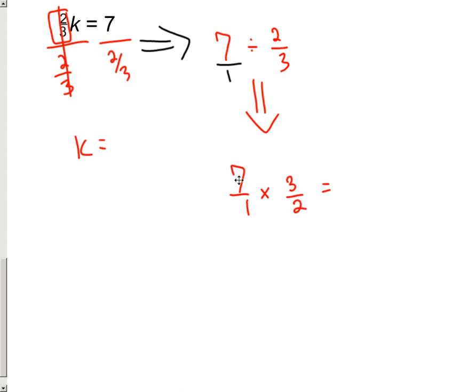And now we can multiply straight across. 7 times 3 is 21, and 1 times 2 is 2. How many times does 2 go into 21? 10 times, with 1 left over, so k equals 10 1/2.